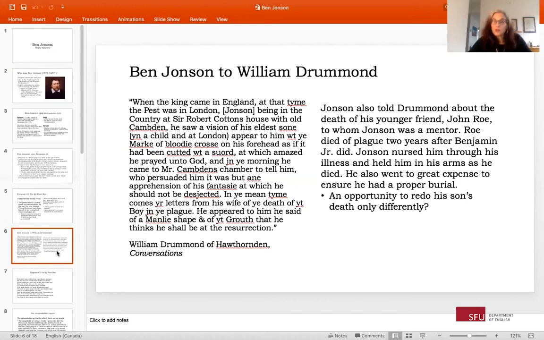According to Drummond, Johnson spoke quite passionately about both the death of his seven-year-old son and the death of his younger friend, John Roe, who died 2 years after seven-year-old Ben Jr. And this was a long time afterwards. I mean, this was 1618, so that he spoke of these deaths so passionately so many years later tells us something about the depth of Johnson's grief.